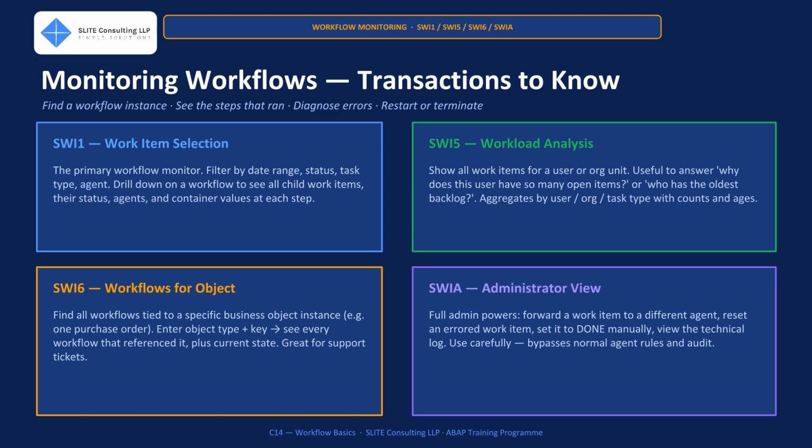Status error usually means agent determination returned no agents, causing the work item to have no recipient, or a container binding type mismatch caused a technical failure. SWIA restarts the work item after the underlying issue is fixed.